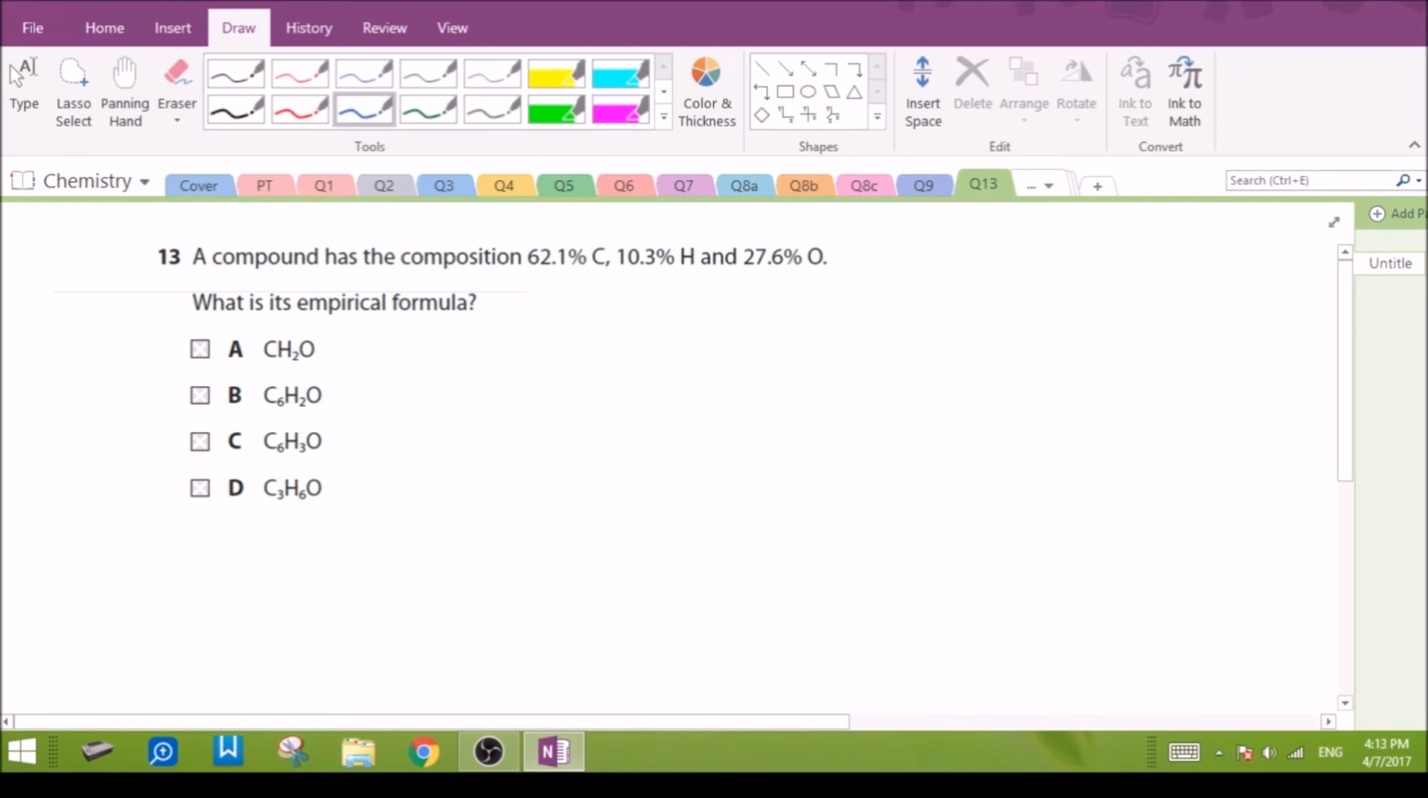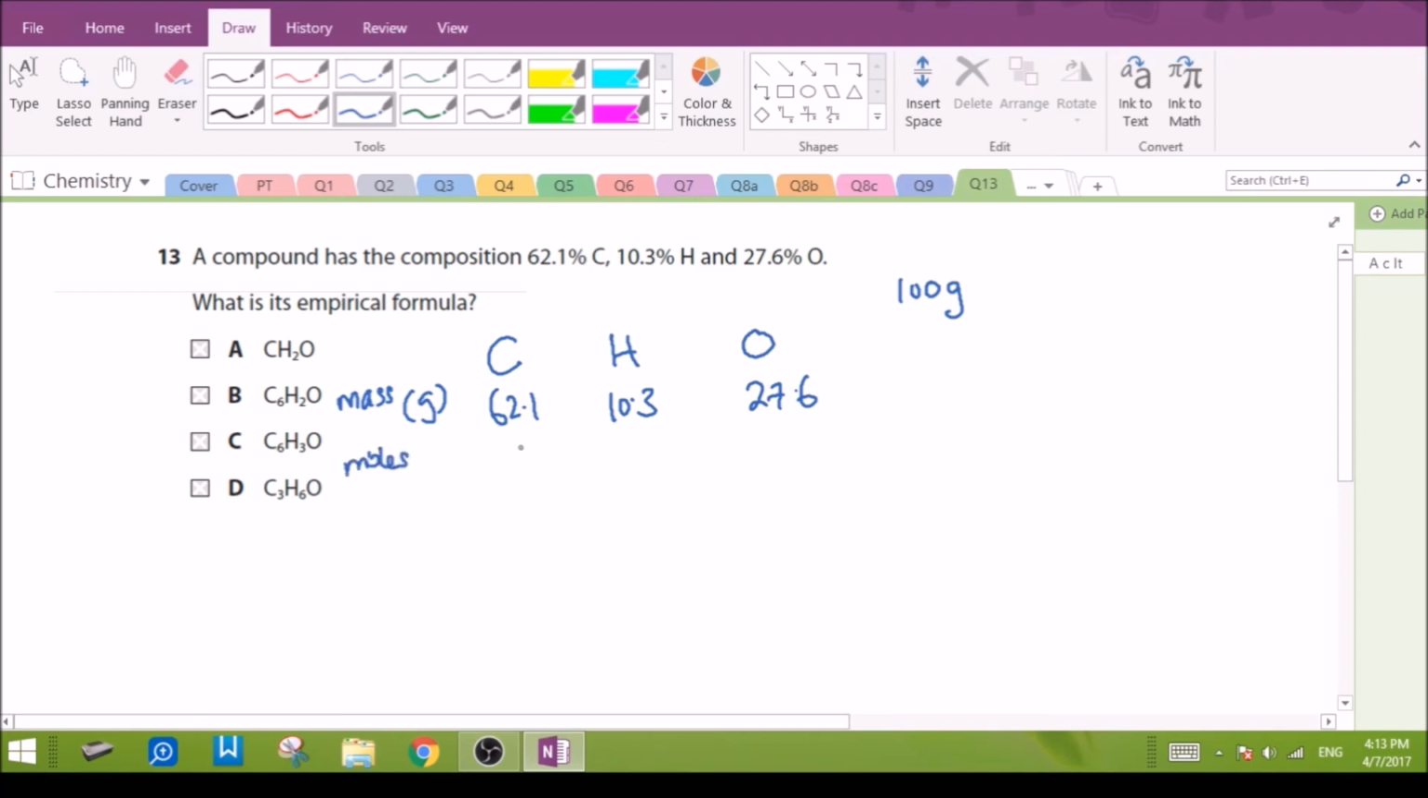A chemical compound has this composition. What is its empirical formula? Right, the steps are pretty standard. We will try to find out the simplest ratio of the moles. So this is 62.1%. So we assume, as per usual, that the compound is a 100 gram sample. So, right, we start off with the mass. The mass of the carbon in a 100 gram sample will be 62.1 grams, 10.3, 27.6 respectively. And then we will have to find the moles.